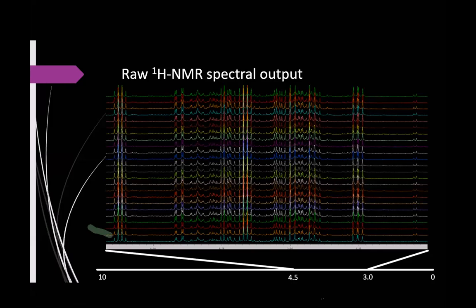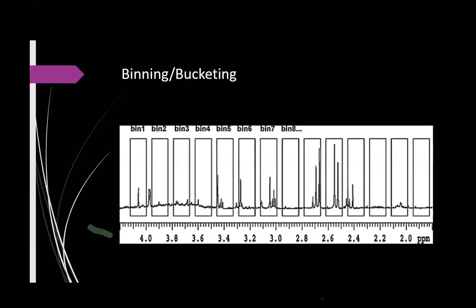Now the question is, how do we go about simplifying it? How do we give it to the stats person to analyze? The stats person won't be able to analyze it as is, as a raw spectral output. We need to put it into a data matrix in an Excel sheet. So as an NMR analyst, we need to be able to process the spectra to create a data matrix for the stats expert. The simplest way of doing this is a process called binning or bucketing.